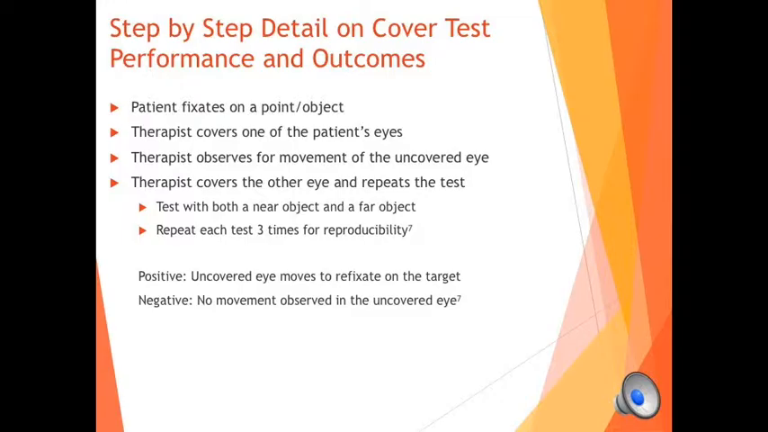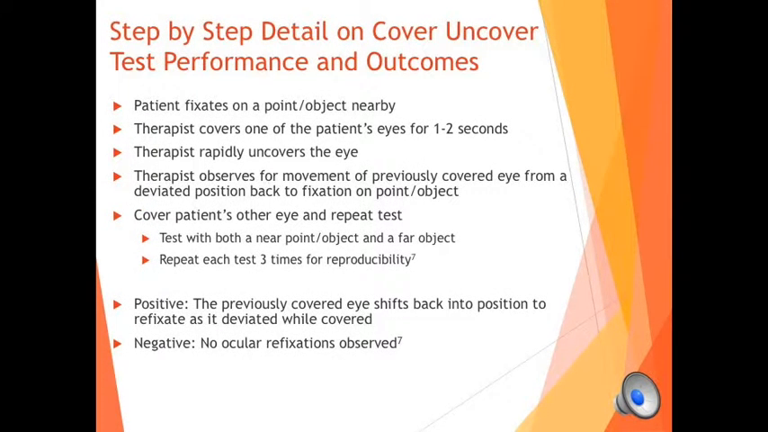Testing occurs with both a near object and a far object. Repeat each test 3 times for reproducibility. Positive results: the uncovered eye moves to refixate on the target. Negative results: no movement is observed in the uncovered eye.